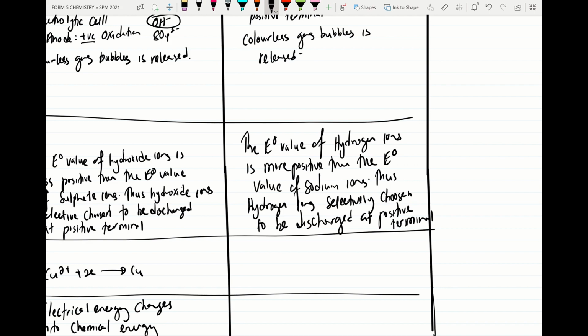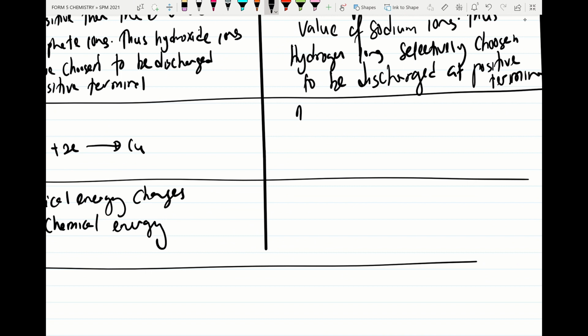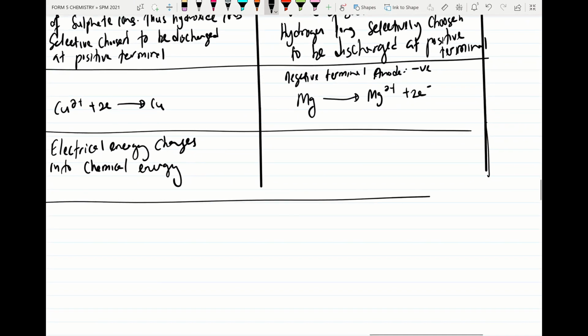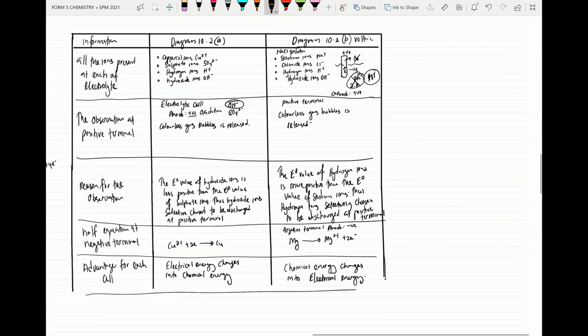All right, so next one, half equation. So half equation at the negative terminal. Please remember, the negative terminal for a voltaic cell will be the anode. So the anode is the negative terminal. At the anode we have magnesium, so we take the magnesium, the more electropositive metal. Magnesium becomes magnesium 2 positive by losing 2 electrons. So the advantage of this cell will be that chemical energy changes into electrical energy. So this is the answer that students should write in the exam.